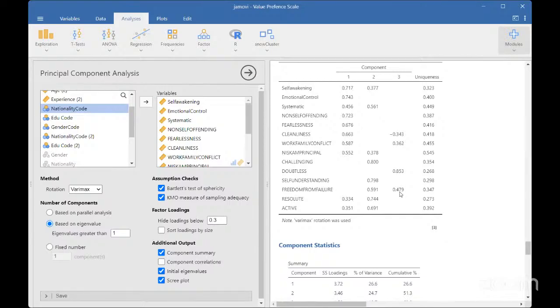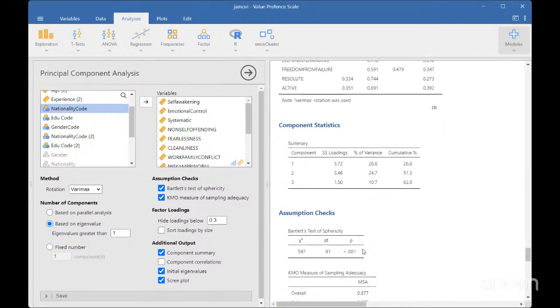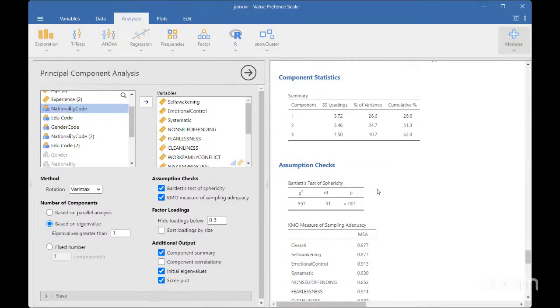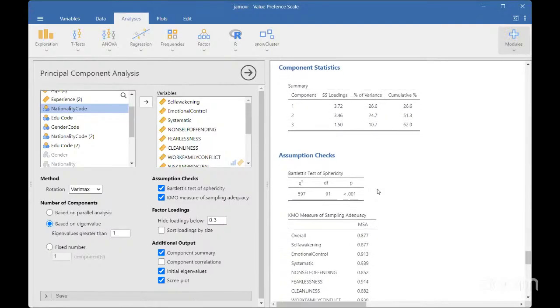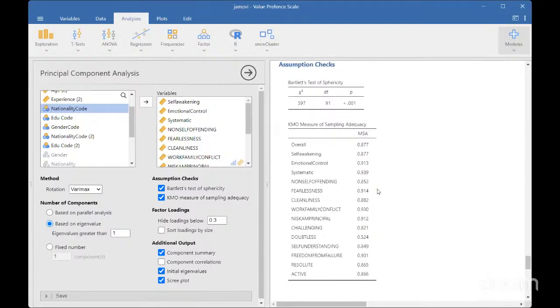Okay, go below. Component statistics. As Bartlett, that is significant. KMO is more than 0.5. That means sampling adequacy is there. So this is okay. Now, you go above to the PCA.